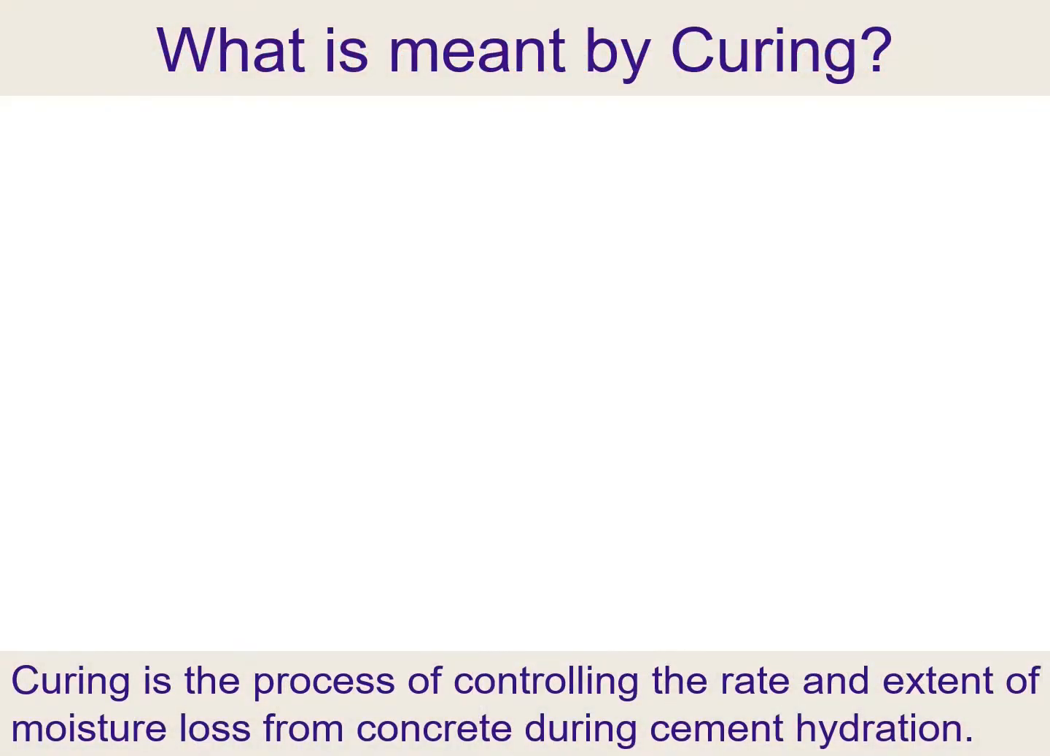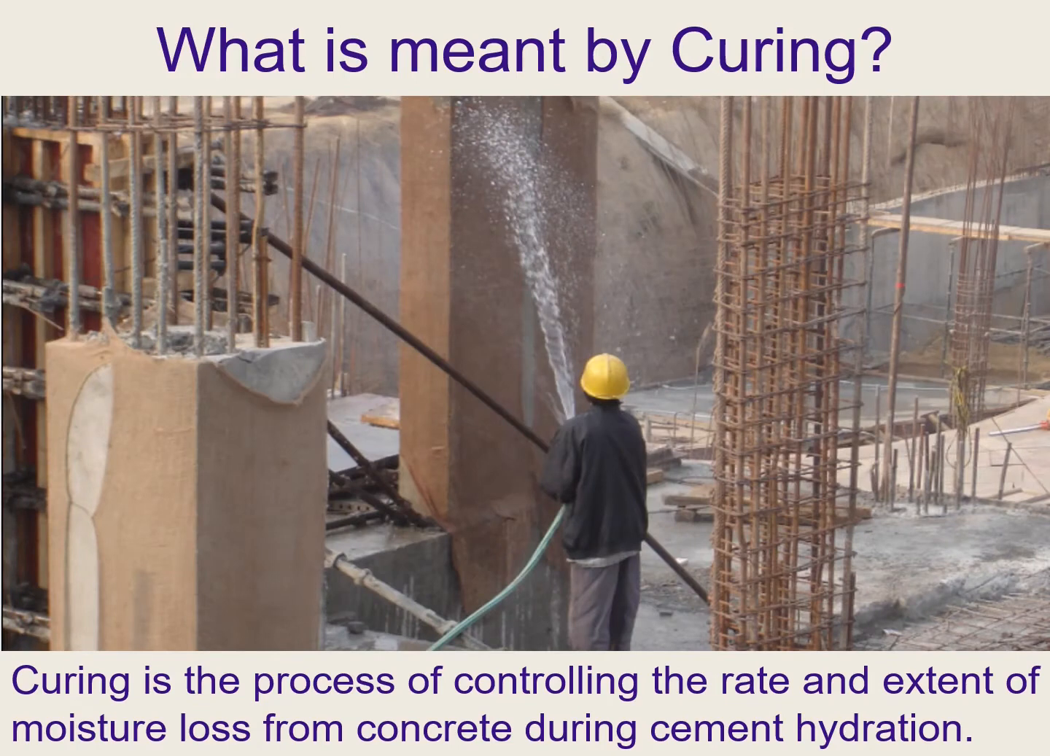Let us define what is curing. What is meant by curing? Curing is the process of controlling the rate and extent of moisture loss from the concrete during the cement hydration. That means when the cement hydration starts, the loss of moisture from the surface of the concrete also initiates. So, in order to restrict or control the loss of moisture from the surface of the concrete, curing is required.